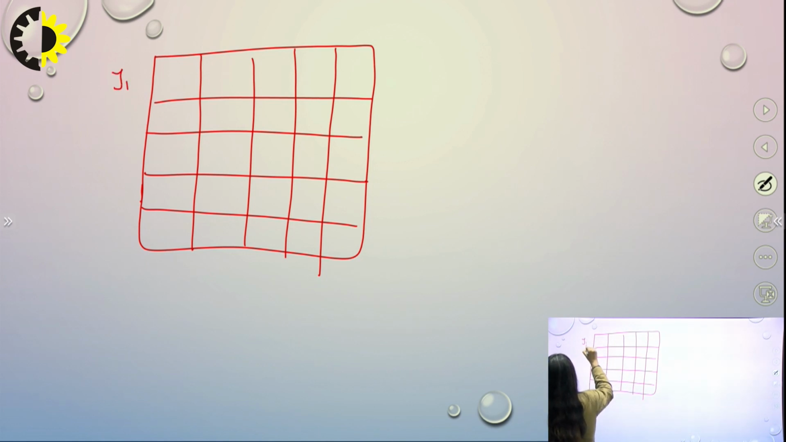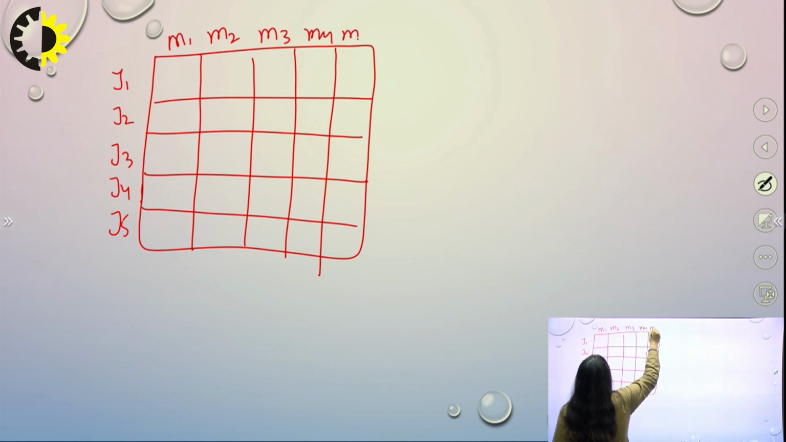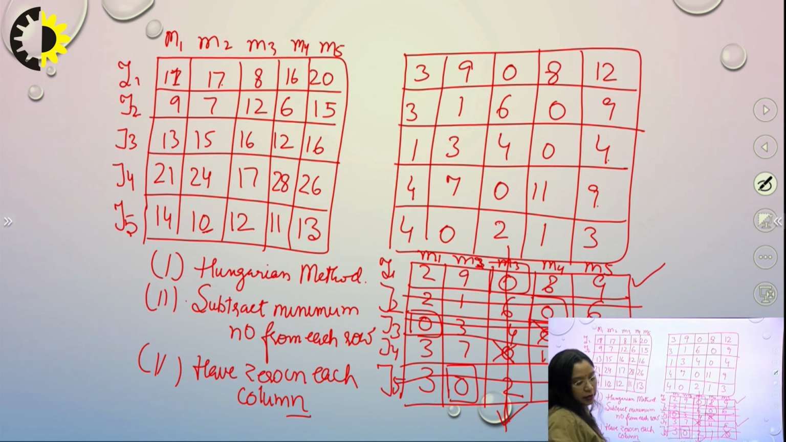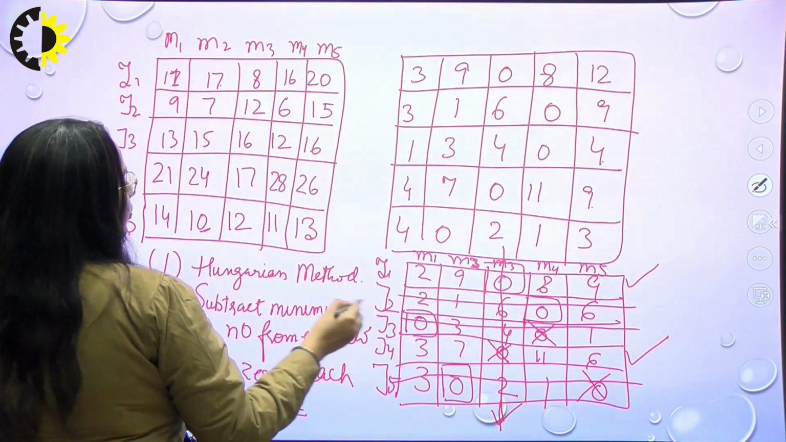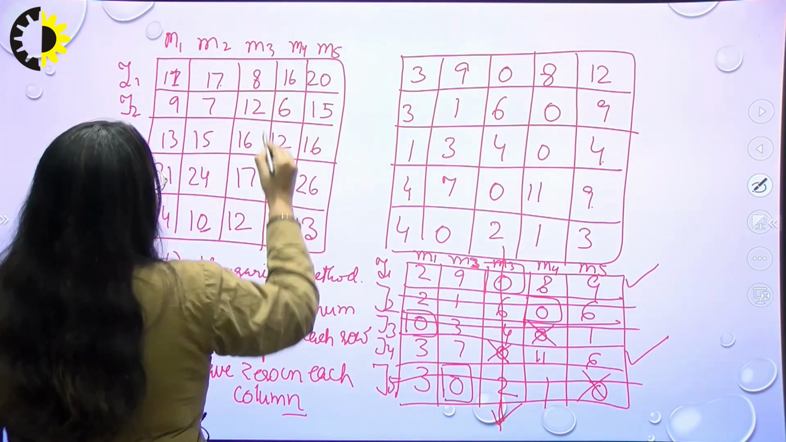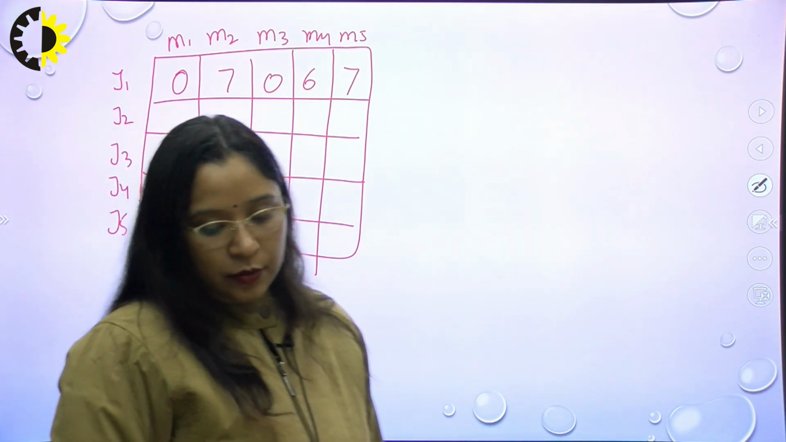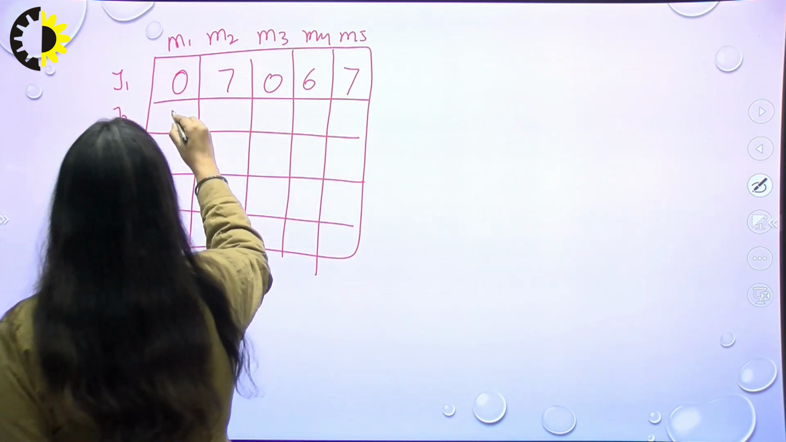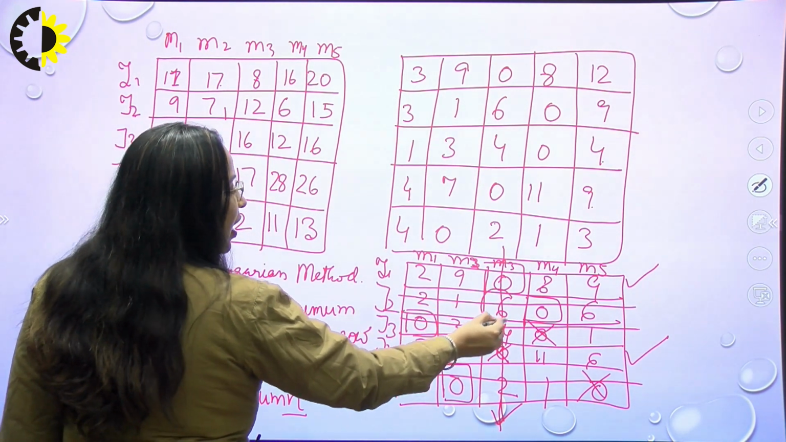Here J1, J2, J3, J4, J5, M1, M2, M3, M4, M5. Now let's go back. 2 is the minimum element, so it will be 0. Subtracting this, 0, 7, 0, 6, 7. 0, 7, 0, 6, 7, 2, 1, sorry, 2, 1. I told you here we have to add.